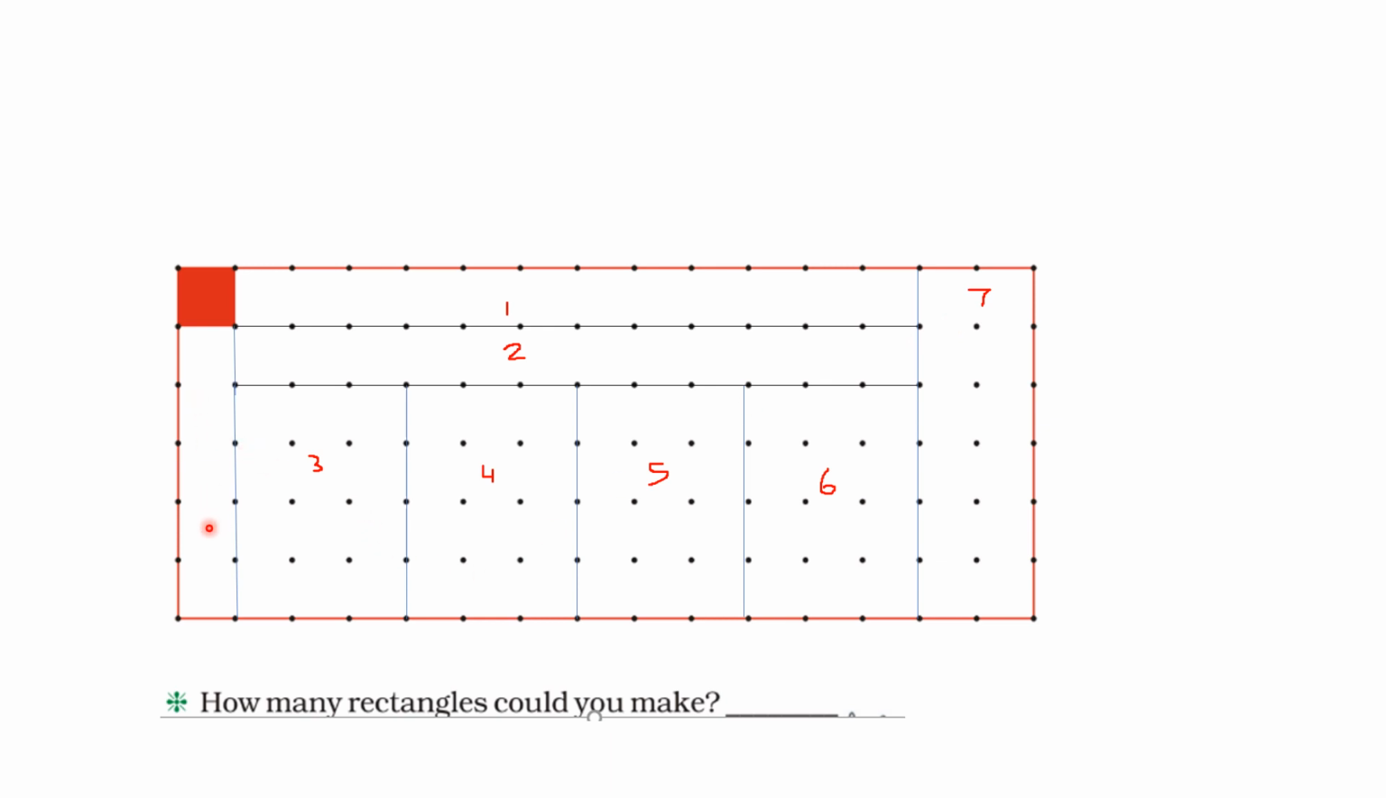Here some space is there, but we are not getting 12 squares. 1, 2, 3, 4, 5. We are getting only 5 squares here. But the question is using 12 such squares. So we cannot count this. So remaining all, 1, 2, 3, 4, 5, 6, 7. So total how many rectangles can you make? 7 rectangles. It's clear, children?